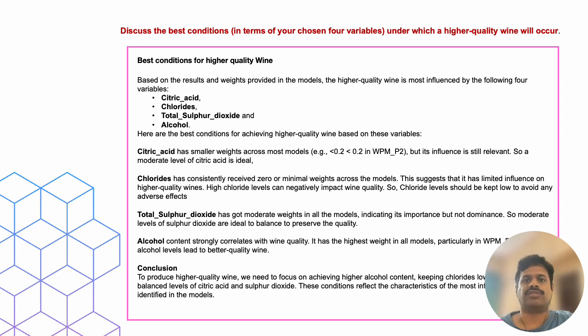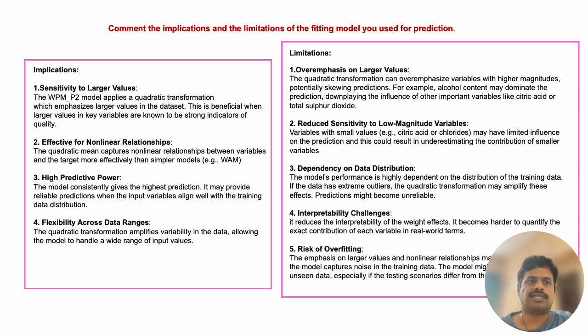And the best conditions to achieve high quality of wine are a high level of alcohol, moderate content of total sulfur dioxide, and very reduced or minimal content of citric acid and chlorides. The implications are that this model is sensitive to larger values, and it is effective for non-linear relationships. The limitations are that its overemphasis on larger values can underpredict or underestimate the contribution of smaller variables, and there is always a chance of overfitting because the emphasis is high on the larger values.